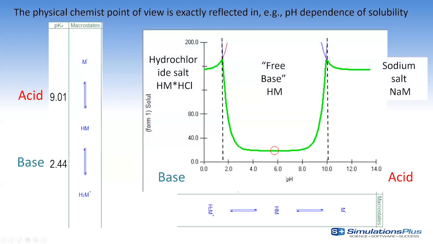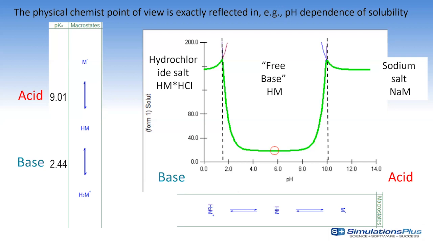Moreover, experimental properties, and I've just put the solubility profile as a function of pH, follow that point of view. On the low side, you have a hydrochloride salt, and that corresponds to a base. Again, on the high side, you have a sodium salt, and that corresponds to an acid, and free base in between. It's easy and simple.